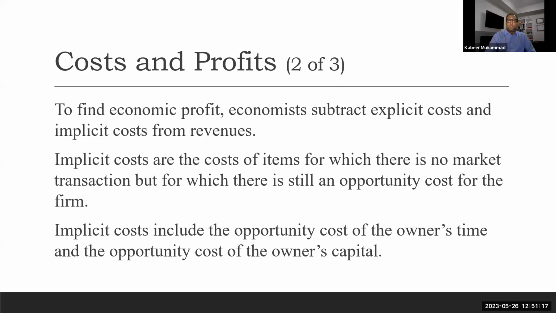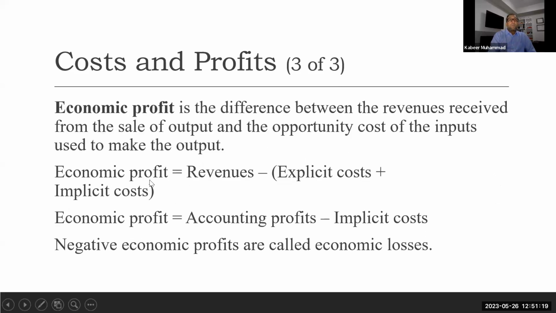So this is the way that you can see here. Economic profit is revenue minus explicit cost plus implicit cost, right? So explicit plus implicit should be subtracted from the revenue. We see here that economic profit can be negative as well. If it is negative, we call it an economic loss. If it is positive, we call it an economic profit.